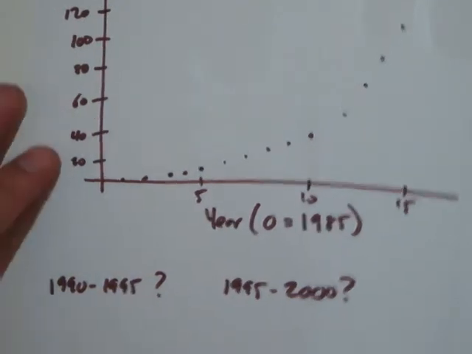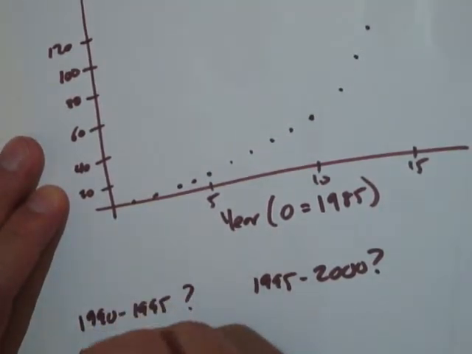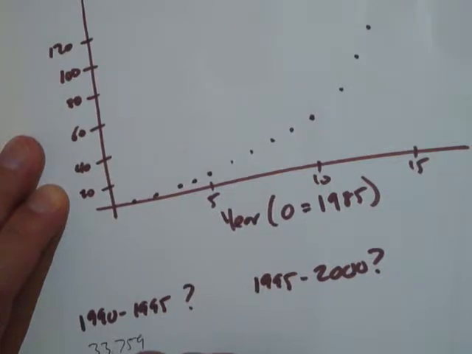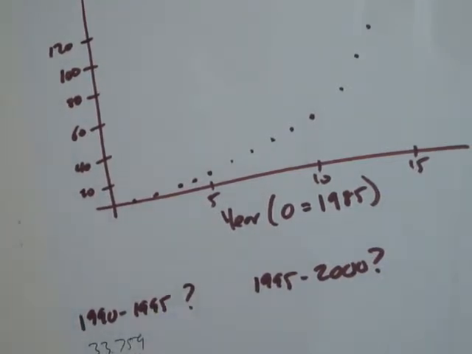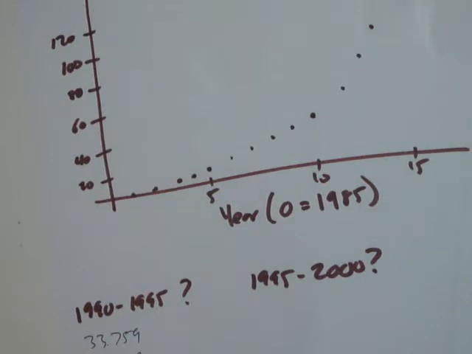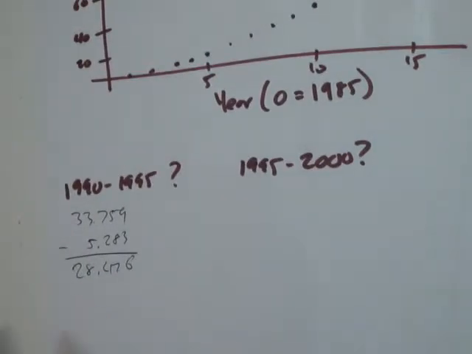Well, if we do the actual math, 95 was 33.759. 90 was 5.283. So if we do the math real fast, I've got my calculator, 33.759 minus 5.283, and that's 28.476. So from 1990 to 95, there were 28.476 million more users in 95 than there were in 90.